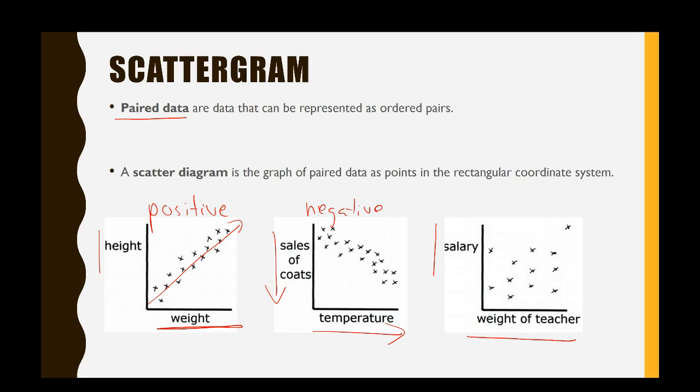And then the weight of a teacher and the salary: if you notice, this one has no real trend. We could say there is no trend, or you could say it's neutral. You could use a couple of different words, but ultimately, the weight of the teacher is not going to impact their salary, which is kind of a funny example, but it gets the point across. So you could have positive distributions, negative distributions, or this no trend or neutral.